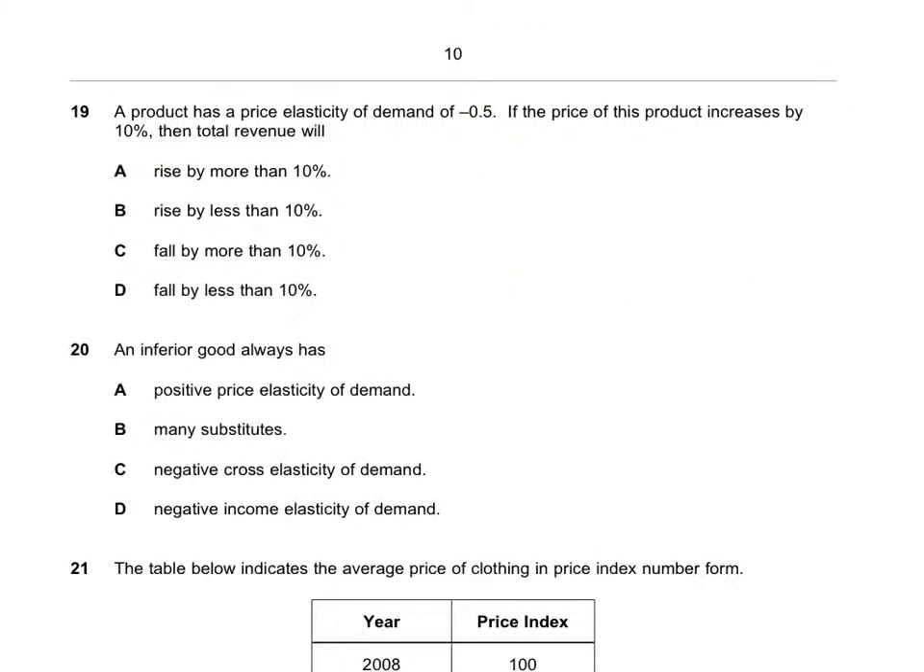Question 21 is about knowing your elasticities accurately. What you should remember is an inferior good is linked to income elasticity of demand. So if we look at the options, the answer is D.